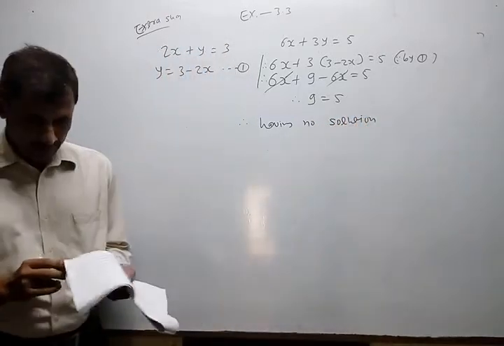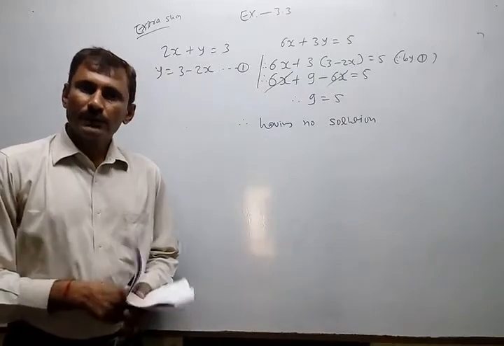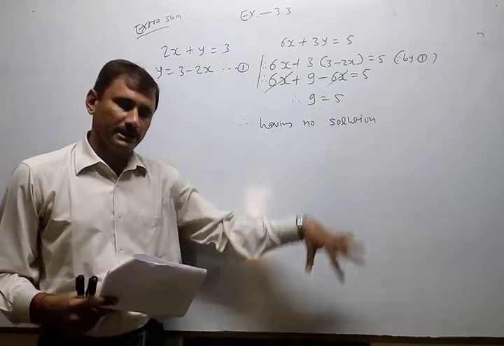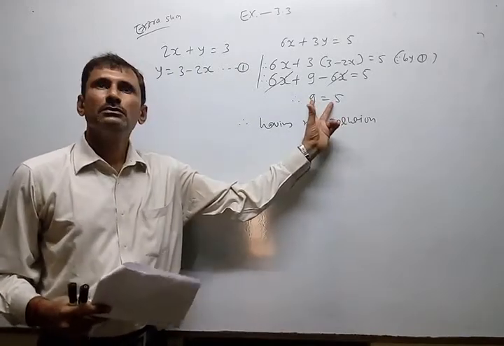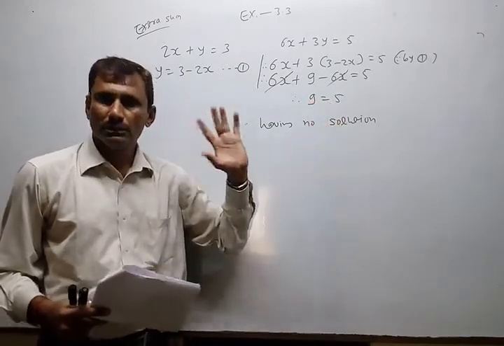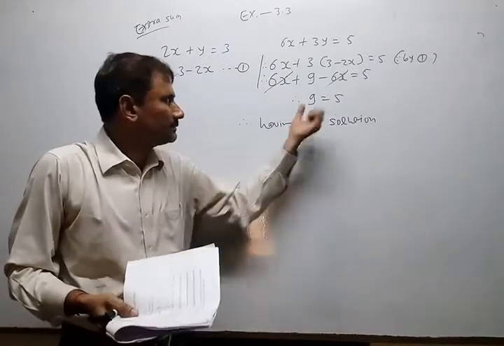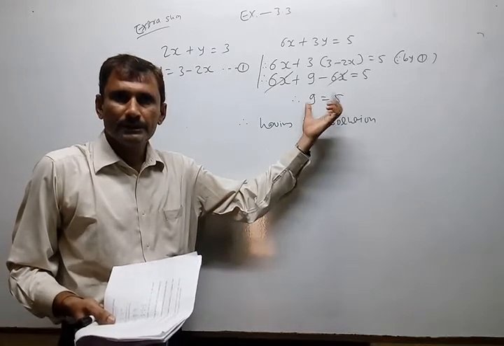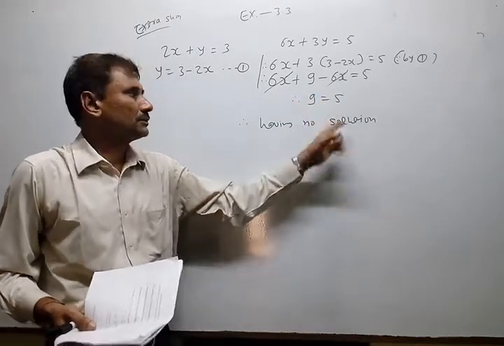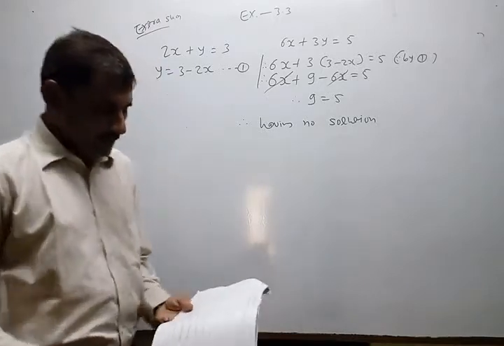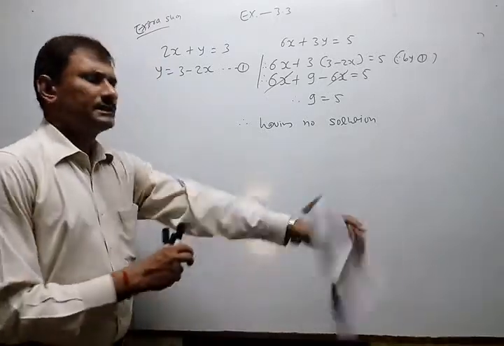Okay, you understand? So if you get a result that is always true, there are infinite solutions. If it is never true, there is no solution, because 9 can never be equal to 5. That is just foolishness. Okay, it is never true, so no solution. Okay, you understand? Now all equations are just like that.